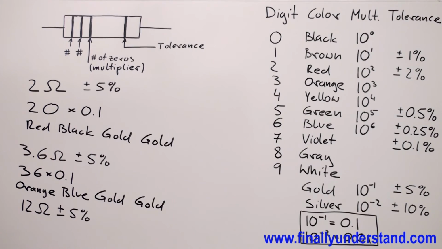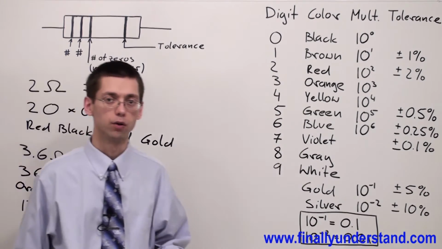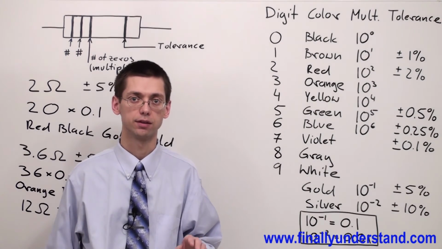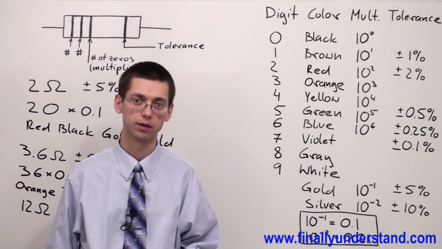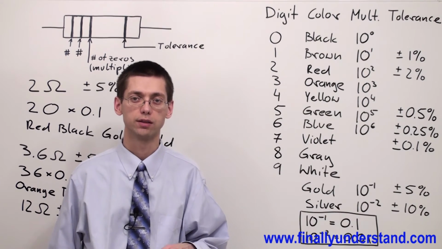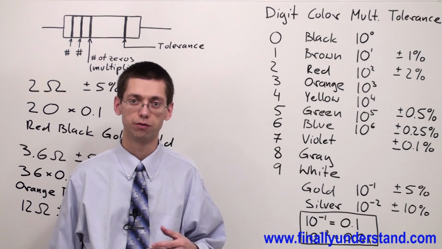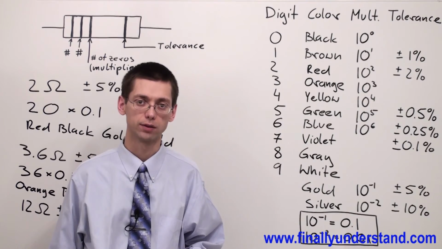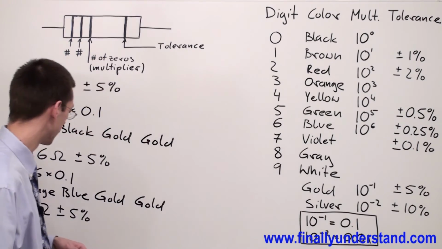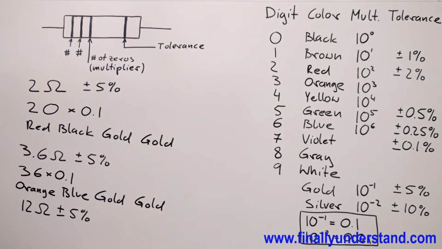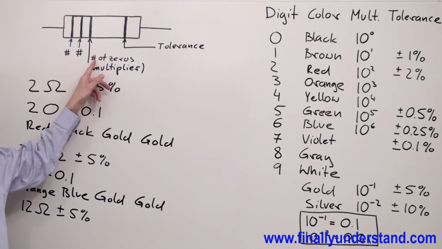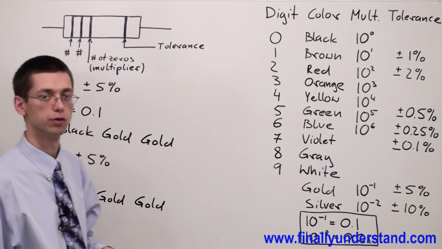Let's take a look at the third example. We have 12 ohms. Anytime we have resistance of 10 ohms or greater, the problems are going to get simpler if it comes to finding the color bands of the resistors. Why? Because I'm not going to talk in terms of the multiplier anymore. I'm going to talk in terms of the number of zeros.